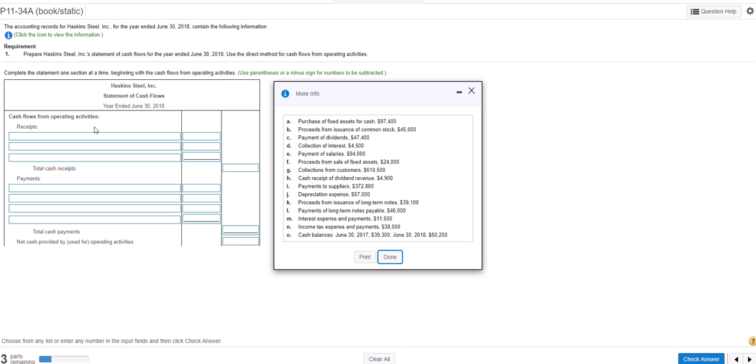So it starts out in the homework with the operating activities. So you must go through here and decide which things are operating activities and which ones are incoming, which ones are outgoing. Now, what's an operating activity?